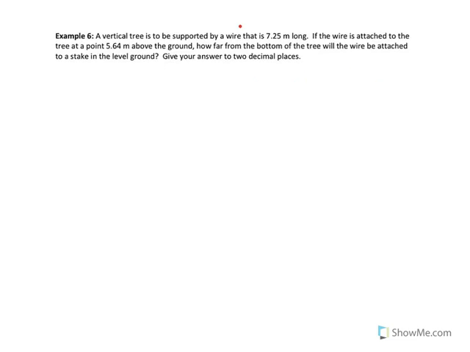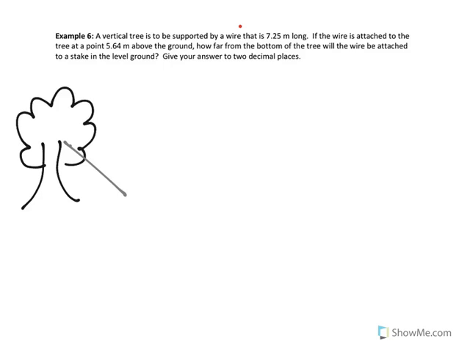Alright, last example. A vertical tree is to be supported by a wire. Okay, a tree is getting supported by a wire. Interesting. Tree, wire. Wow, it's like I'm there. Okay. The wire itself is 7.25 meters long. It's attached to the tree 5.65 meters above the ground. How far from the bottom of the tree will it be?